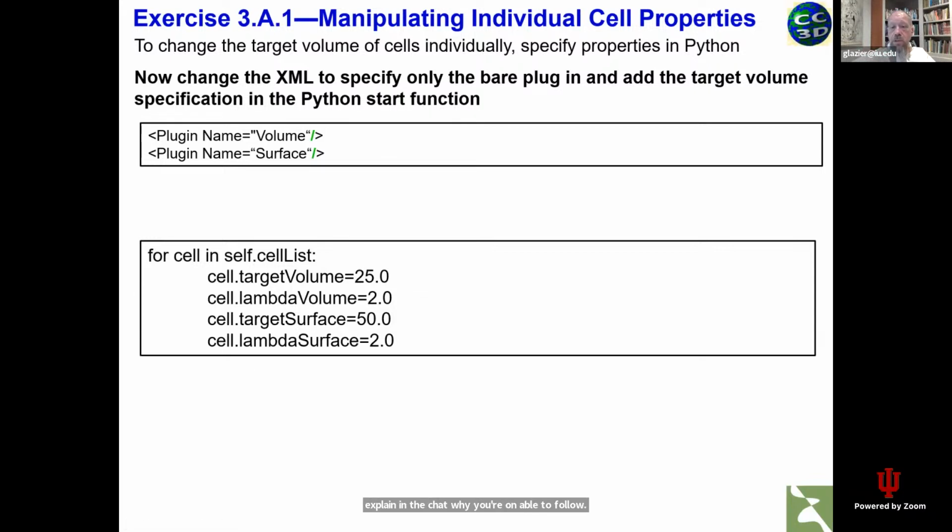There's a question, will initialization of the steppables overwrite the settings in the XML? No, that's the problem. You have to change the XML so that the XML now does not specify the initial target volume and lambda volume. That's why you have to change the plugin to be just volume slash, not volume and then the values and then volume slash.